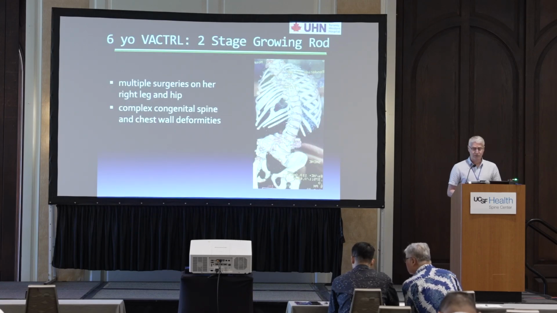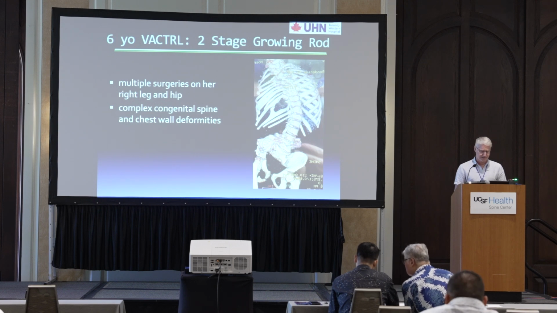So here's a 6-year-old with severe VACTERL syndrome, already a huge leg length discrepancy, already had multiple surgeries on their legs in terms of femoral lengthenings, pelvic osteotomies. And then you can see the severe complex deformity, both of the spine and the chest wall. So at 6 years old, you prefer not to fuse someone like this and give them a very short chest.